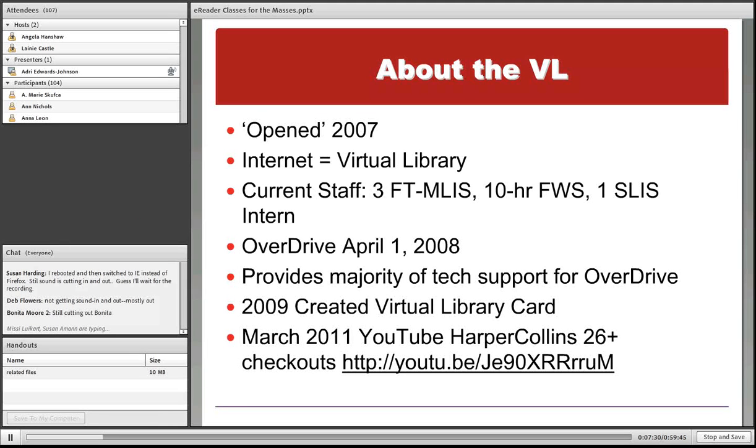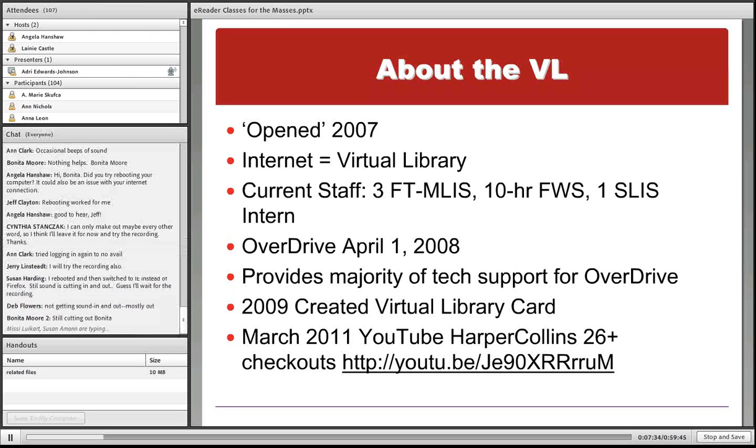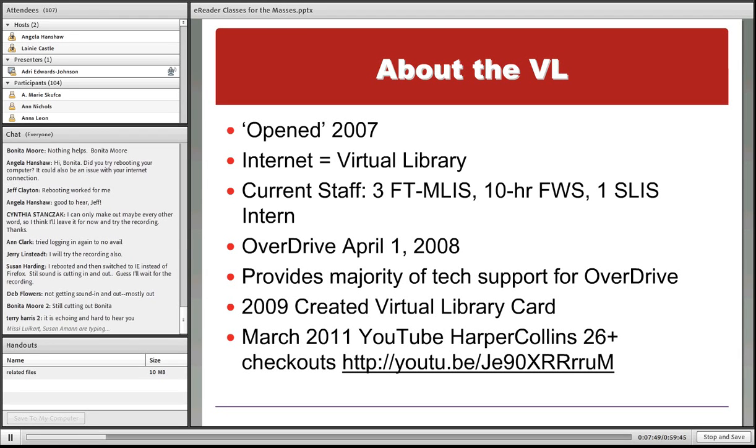We have 3 full-time librarians. We get a federal work-study position from the local university, University of Oklahoma. And then we try to have a library school student intern with us each semester, if we're lucky enough. We actually have one right now who's listening in.